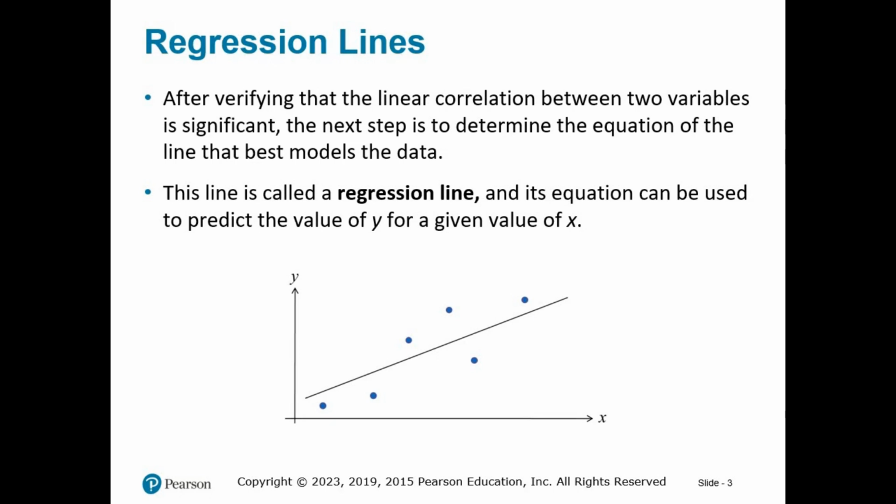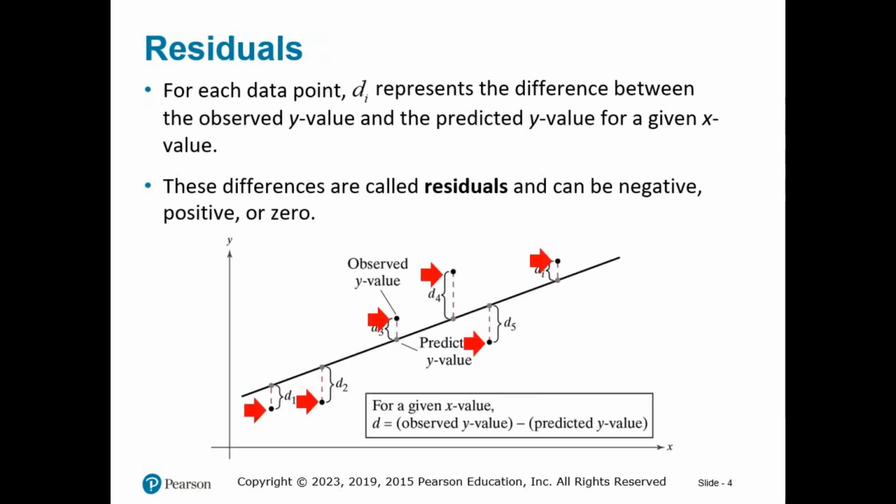Here are the data points relating two variables to each other. Through them is drawn the regression line, or the line that best models the data. For every data point along this line, there is a value d sub i that represents the difference between the observed y value and the predicted y value, or where the y value would be if it aligned perfectly with the line. This is done for every x value. These differences, or d sub i values, are called residuals, and they can be negative, like these are, because they're below the predicted y value, or positive, like these are, because they're above the predicted y value, or zero, which would be if it was exactly on the line.